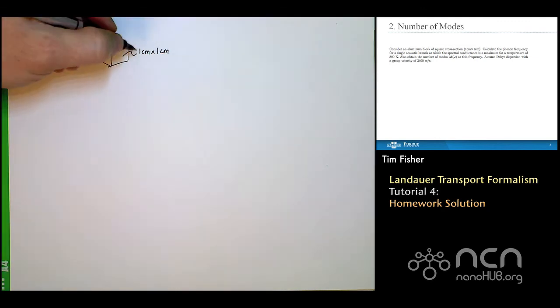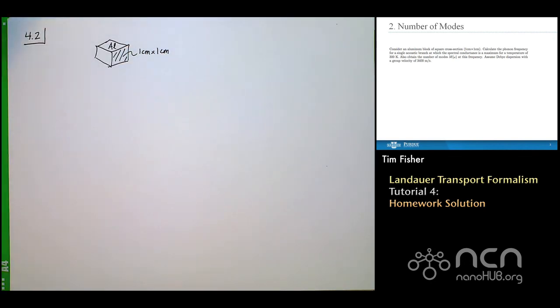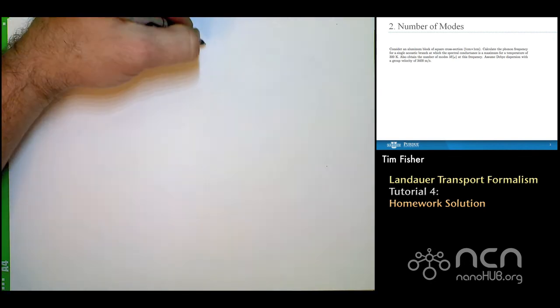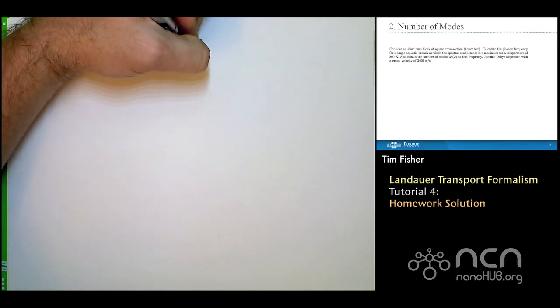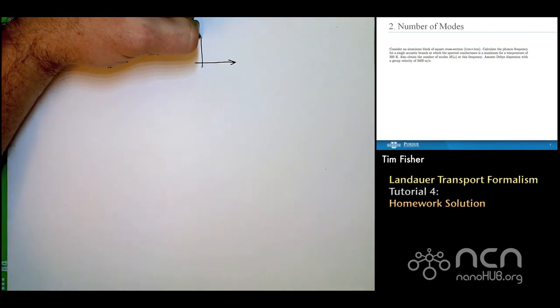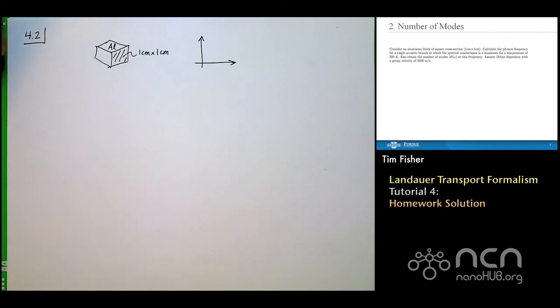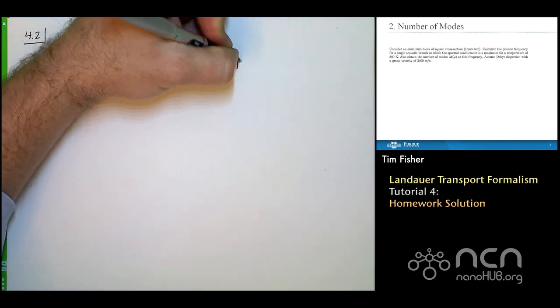So we start out with the picture here, just a block of aluminum. We have a 1 by 1 centimeter cross section that's shown here. I'll cross hatch it there. And we are going to assume that we have Debye dispersion. So we're interested in phonons here. Of course, for aluminum, there's also a significant electronic component that we're not covering in this problem.